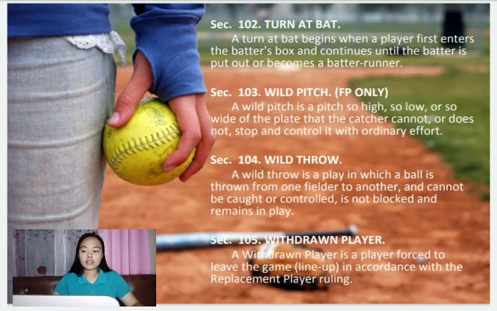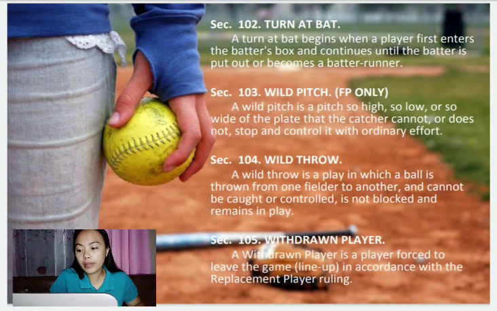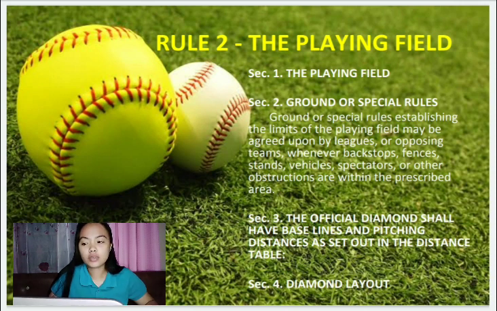So the last section in the rule 1 is section 105, which is the withdrawn player. So ang withdrawn player is a player forced to leave the game. So parang gipilit siya na umalis sa laro or sa lineup in accordance with the replacement player ruling. Okay, so let's move to the rule 2. Rule 2 is the playing field.